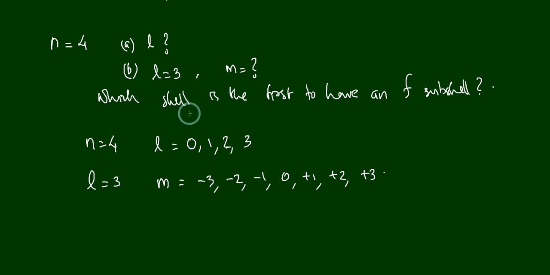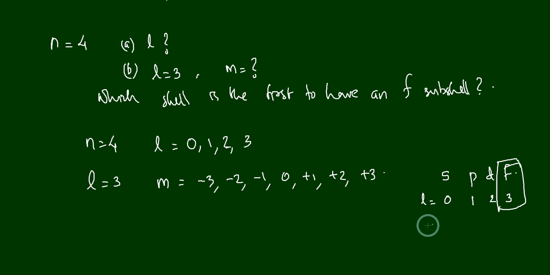And the next question is, which shell is the first to have an F subshell? You know that there are many subshells: S, P, D, F. S corresponds to L equal to 0, P corresponds to L equal to 1, D corresponds to L equal to 2, and F corresponds to L equal to 3, right? So where is L equal to 3 possible for the first time?